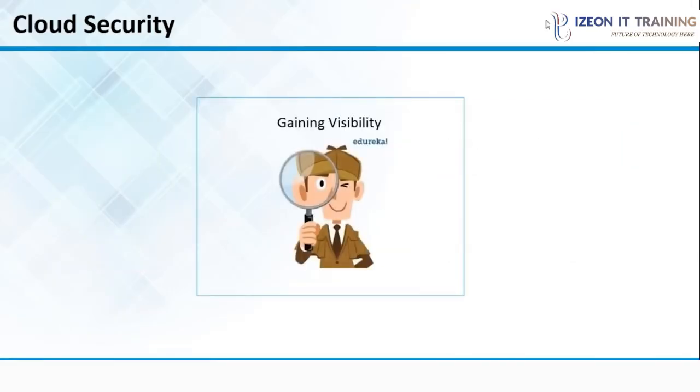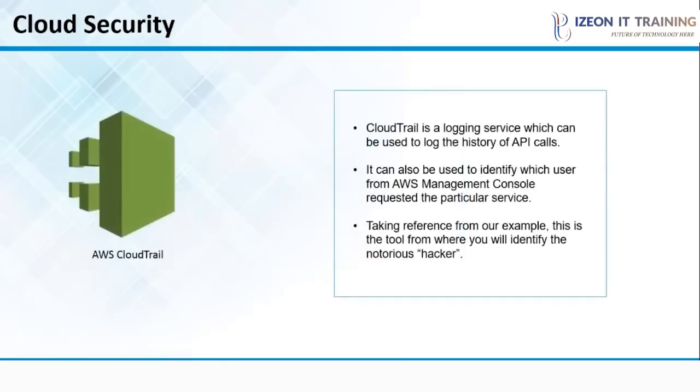For gaining visibility, basically you have to track whatever activity is happening in your AWS account. So there's a service in AWS called CloudTrail, right? The CloudTrail service is basically a logging service wherein a log is made for each and every API call. Now, how is it useful?